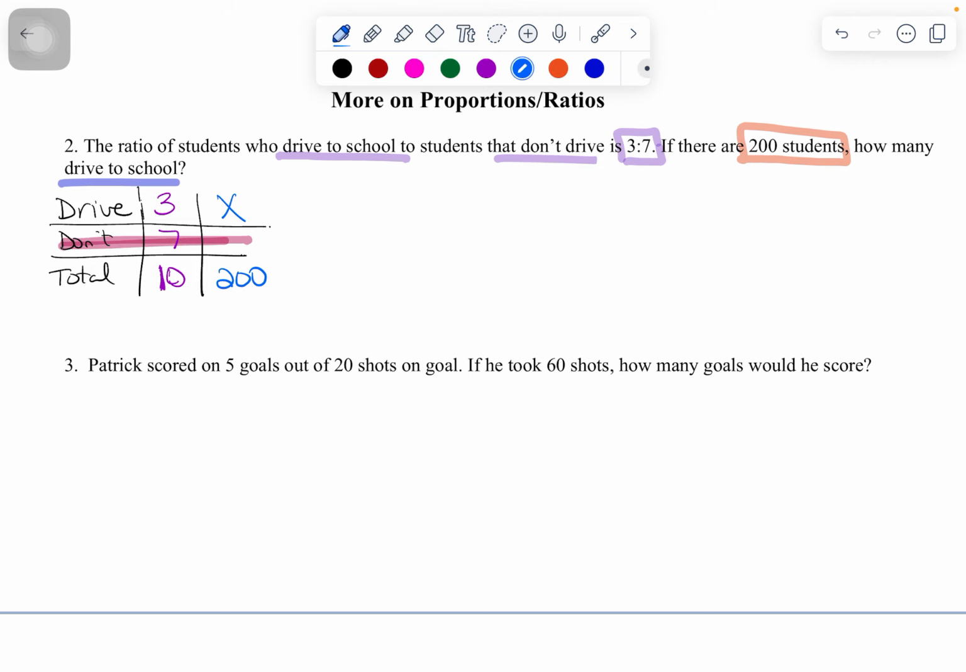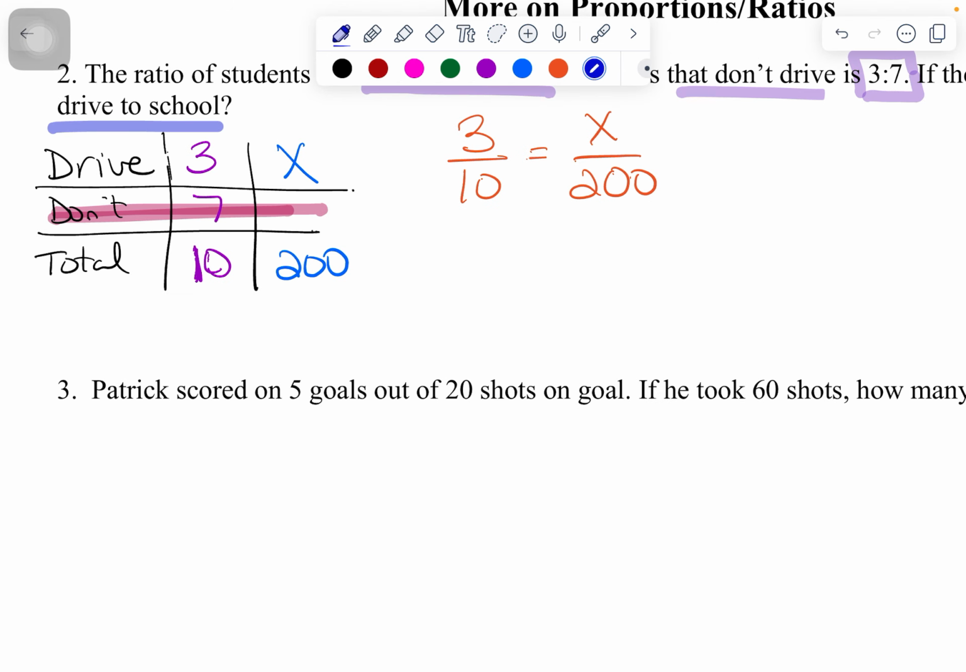Okay, and I'm going to pull the proportion directly from what I've got. I've got 3 students that drive out of 10 total students, and that's going to be equal to X over 200. So proportion 3 over 10 equals X over 200. That is the proportion that I want to solve, and I'm going to do that by cross multiplying. So 3 times 200 is going to equal 10x. I'm going to go ahead and divide both sides by 10.